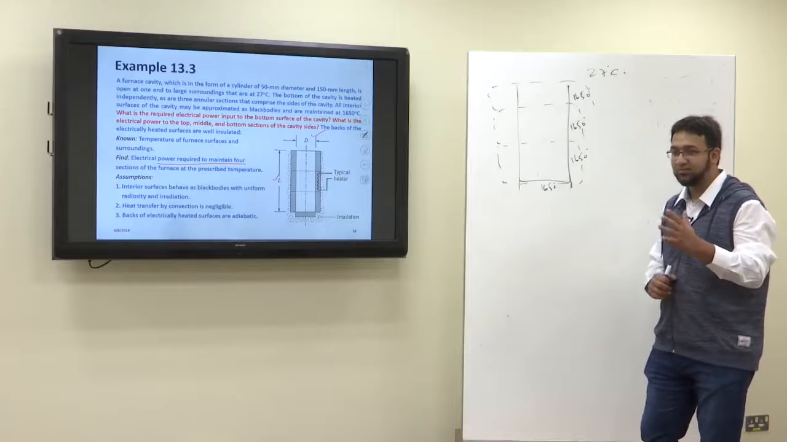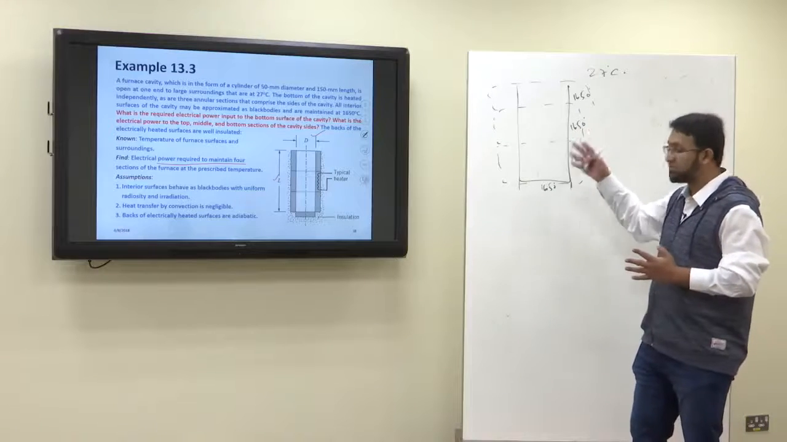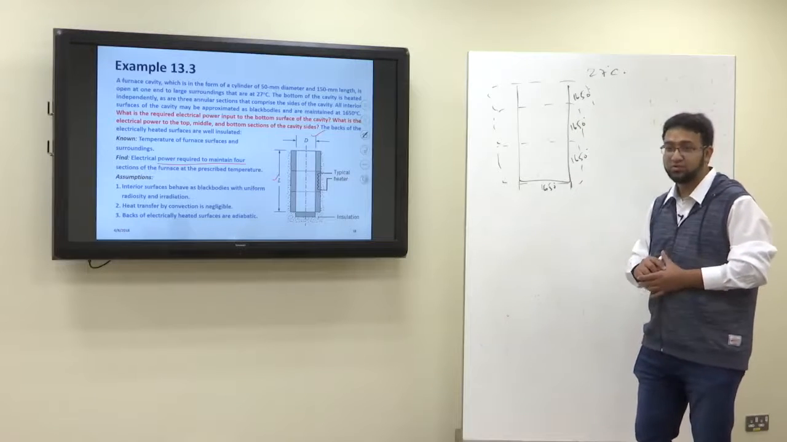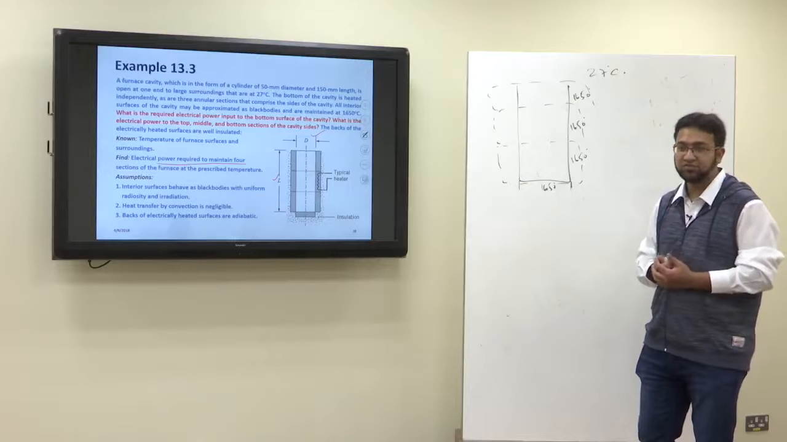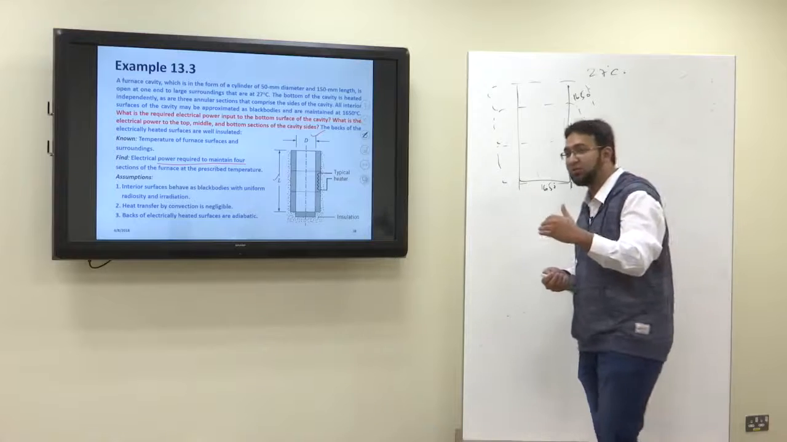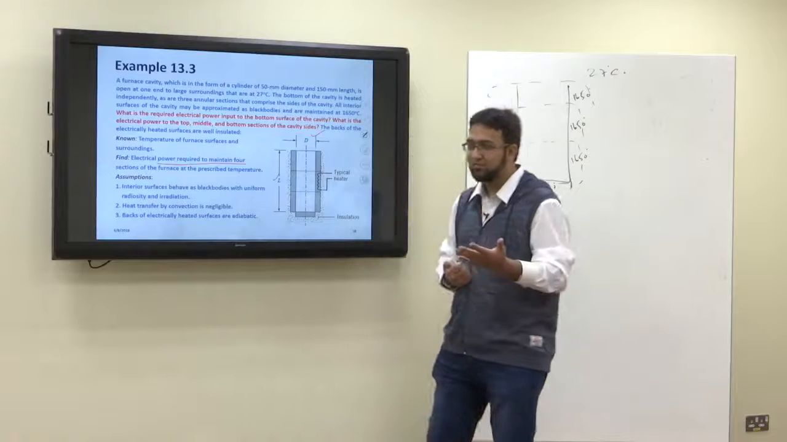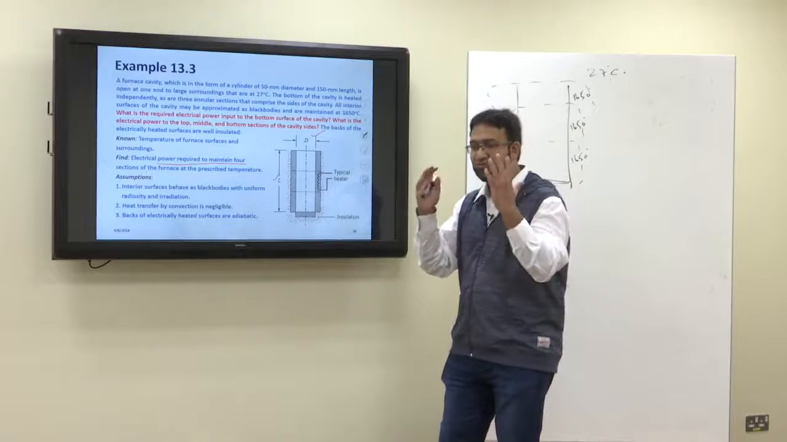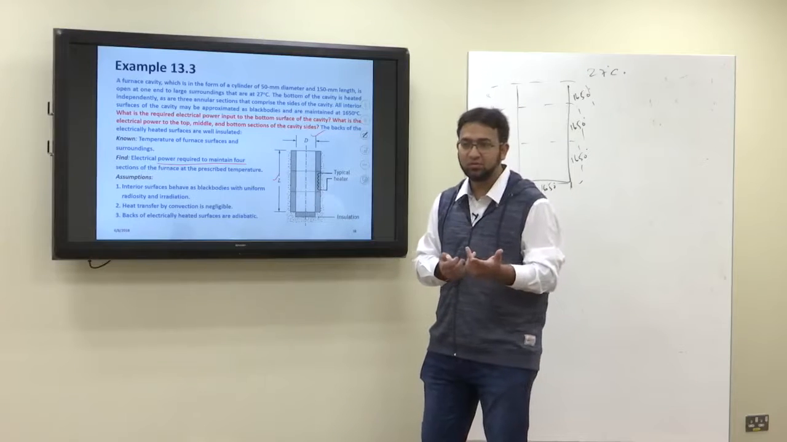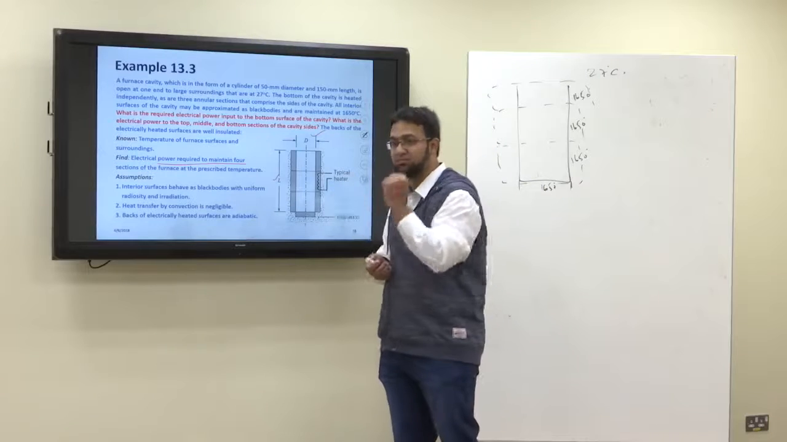The thing is that outside is 27 degrees centigrade. The furnace is 1650 degrees centigrade. It's open to the atmosphere. Will there be heat loss from the furnace? Yes, there will be heat loss from the furnace. If there is heat loss, will the temperature of the furnace drop? Yes, it will drop. But we need to keep the surface temperature of the furnace the same. So we have to electrically supply heat. How much heat needs to be supplied so the furnace temperature remains the same?